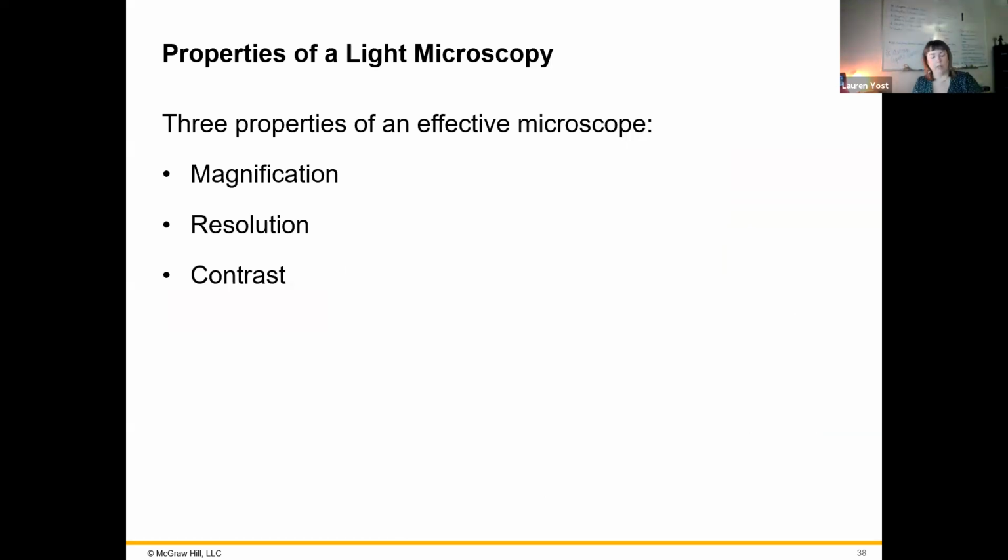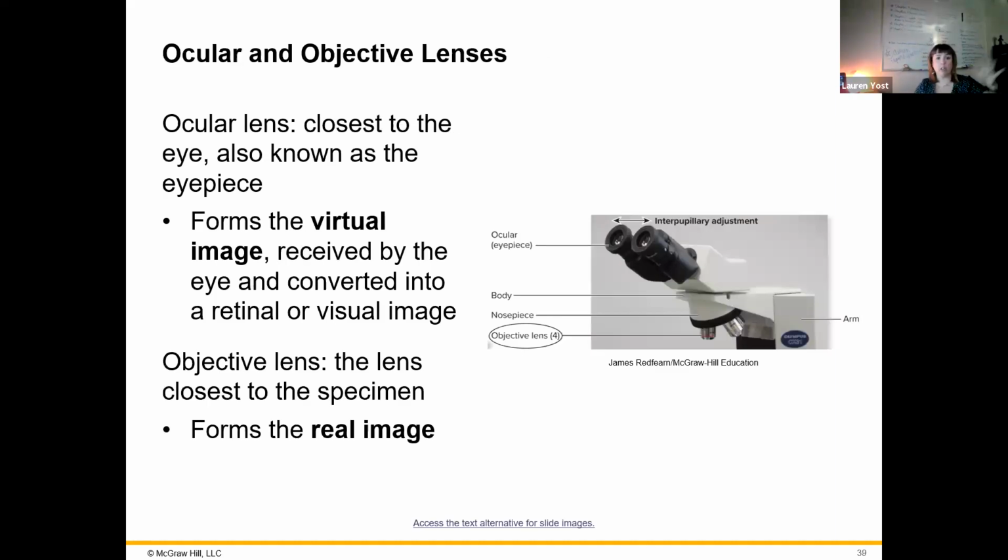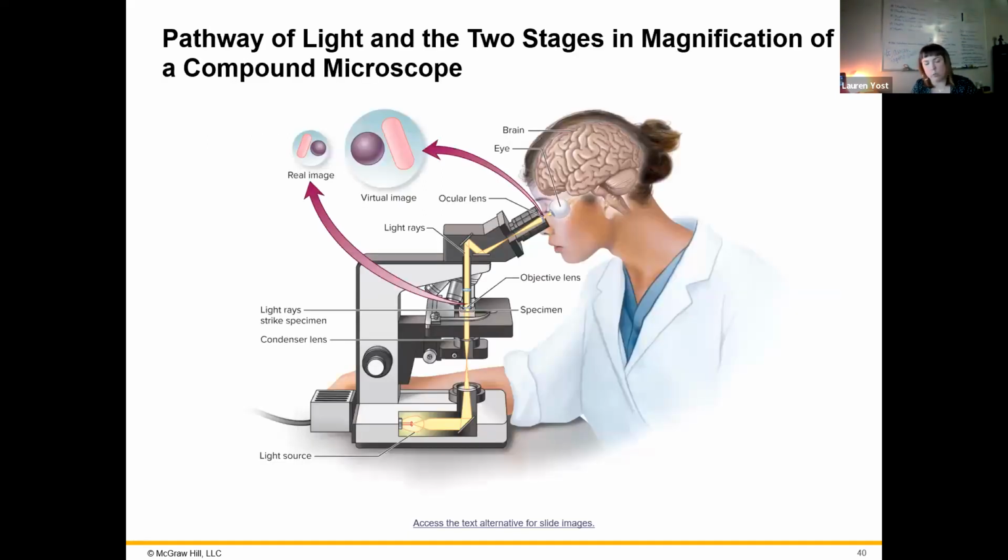All right, so the main properties of an effective microscope: magnification, how big you're going to make the thing look; resolution, that's like the clarity of the image; and then contrast. You can have as much resolution as you want, but if you have no contrast, it's still going to be hard to see your organism. So we have the ocular lens, right? The virtual image is the ocular, the real image is the objective. The objective is what's looking right at the specimen, okay?